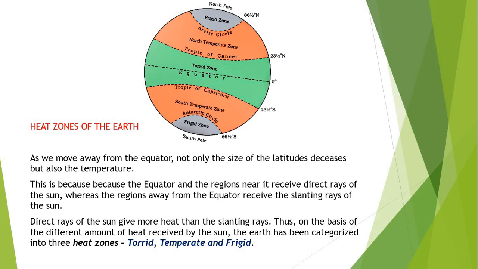Now, till now you have read about important latitudes. Now you are going to learn about heat zones of the earth. A question may arise in your mind, like why in India we have a different climate, or why in a European country there is a different climate. In this section, we are going to learn about that.